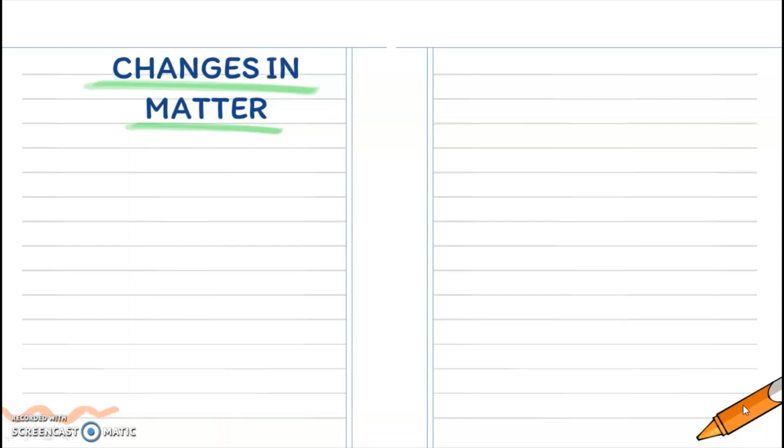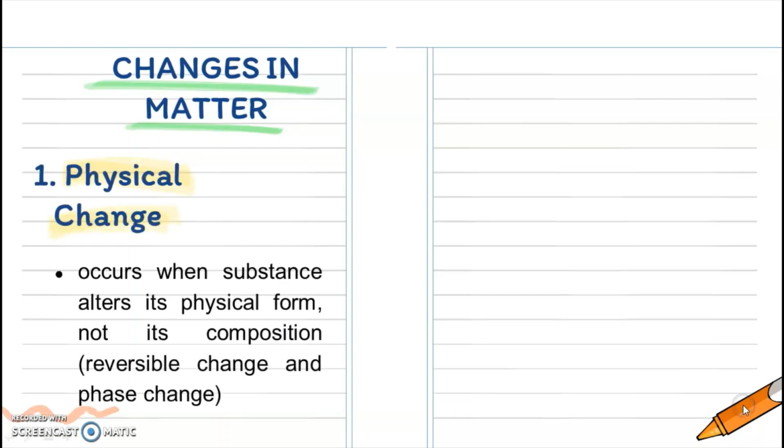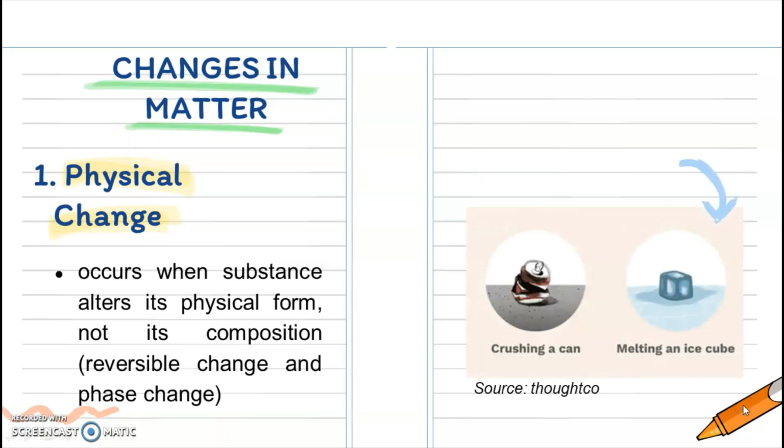Aside from properties, matter also undergoes changes. And there are two types of changes in matter. The first one is physical change. It occurs when substance alters its physical form but not its composition. For example, we have crushing a can. Kapag niyupi natin yung lata, magbabago lang yung itsura niya.